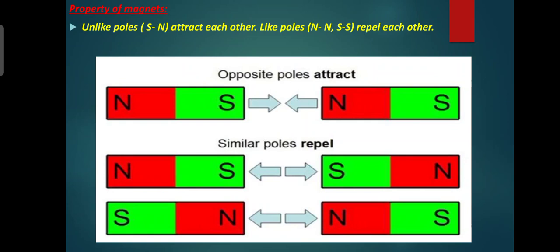Whenever a magnet is suspended freely in mid-air, it always points in the north-south direction. The pole pointing toward geographic north is known as North Pole, and the pole pointing toward geographic south is known as South Pole. Like poles repel, while unlike poles, south and north, attract. The magnetic force between two magnets is greater when the distance between the magnets is lesser.